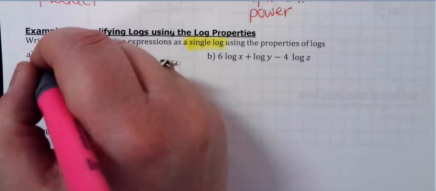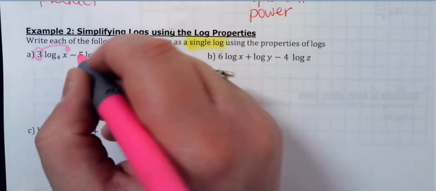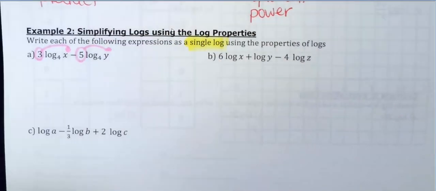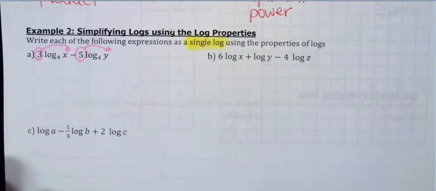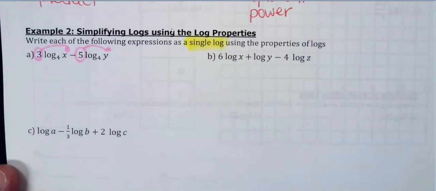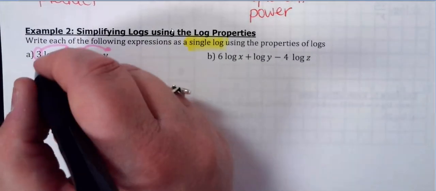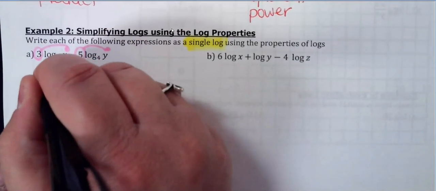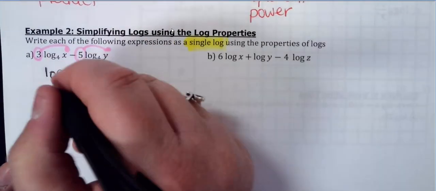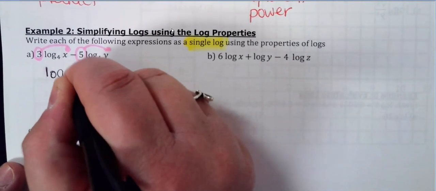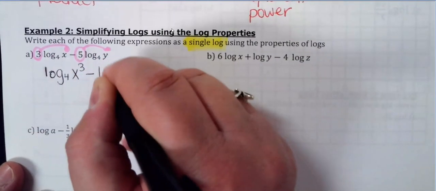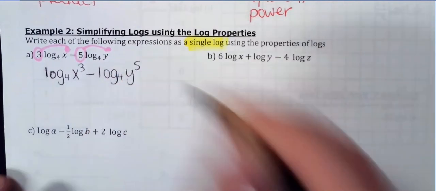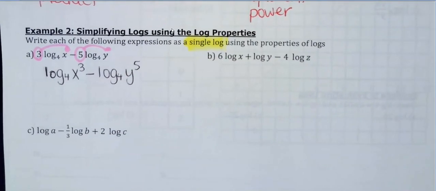If you have a number in front of a log, that becomes an exponent on whatever is following it. You absolutely don't have to write this in 2 steps, but I'm going to write it one property at a time to show you where this comes from since it's pretty new to you. Just applying the power rule, that first term becomes log base 4 of x cubed, minus log base 4 of y to the 5th. If you can do this all at once, that's completely fine.